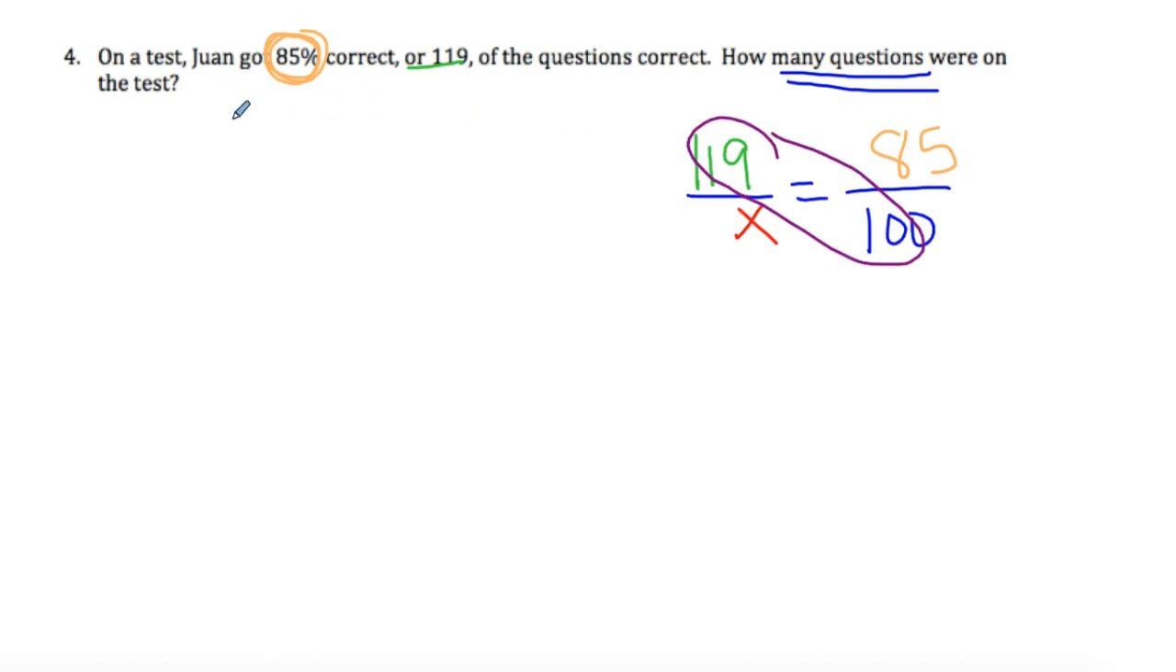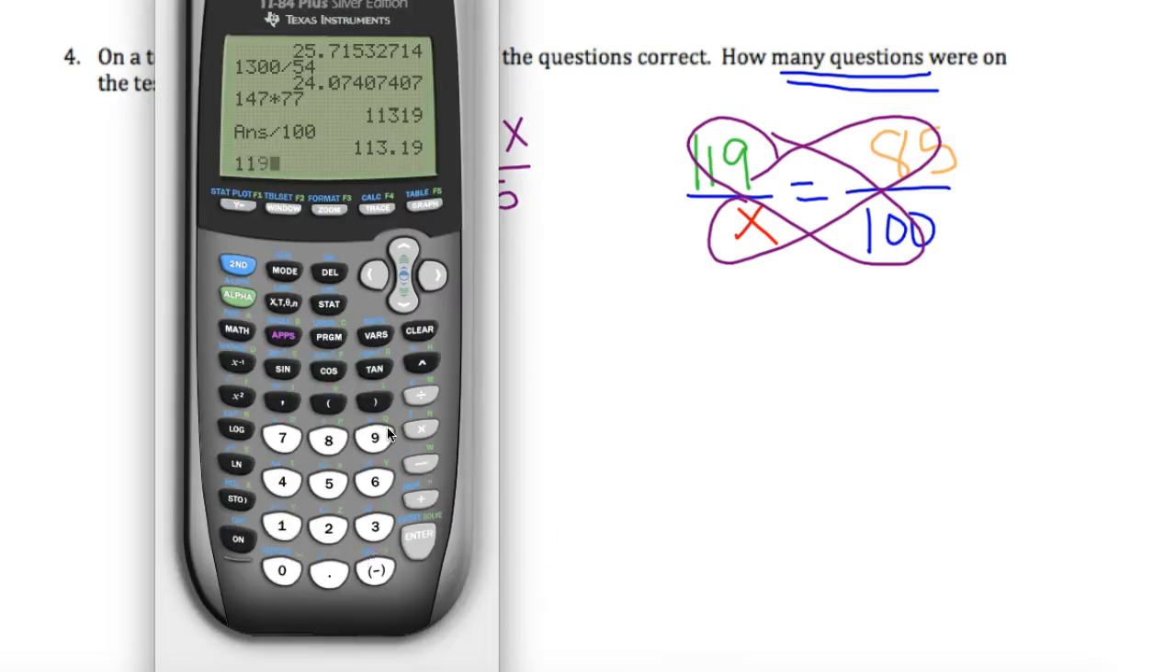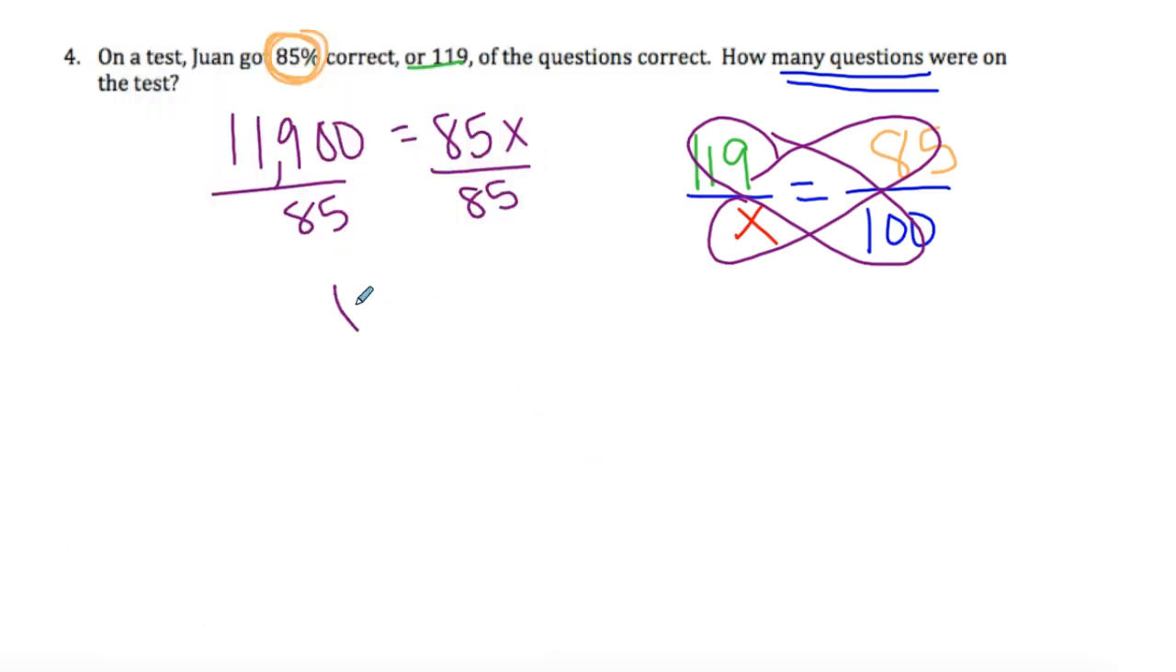119 times 100 is 11,900, which is equal to 85 times X, is 85X. Divide by 85. And so X is 140, and let's label that. That's not just 140 something or others. It's 140 questions. So make sure we use our units.